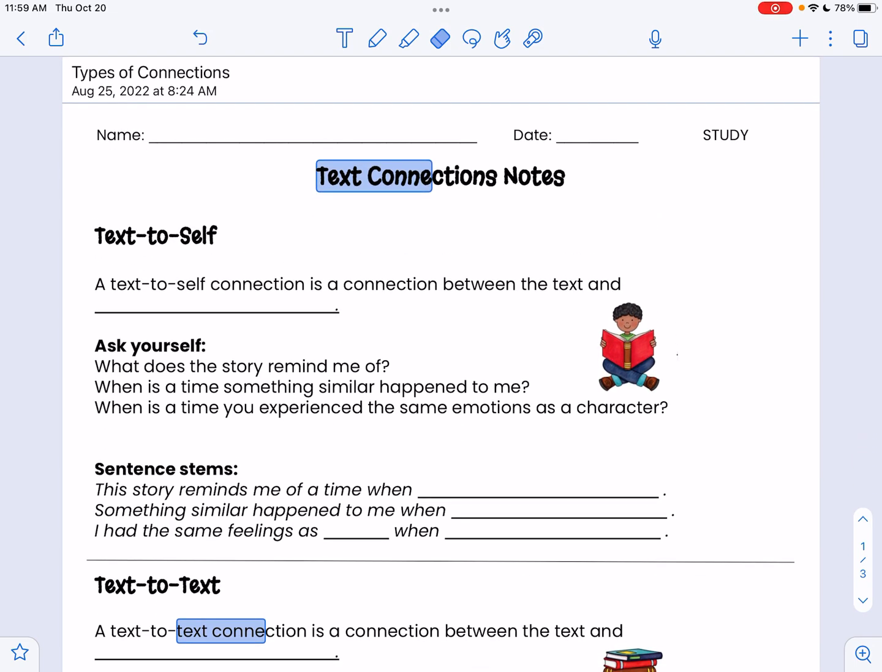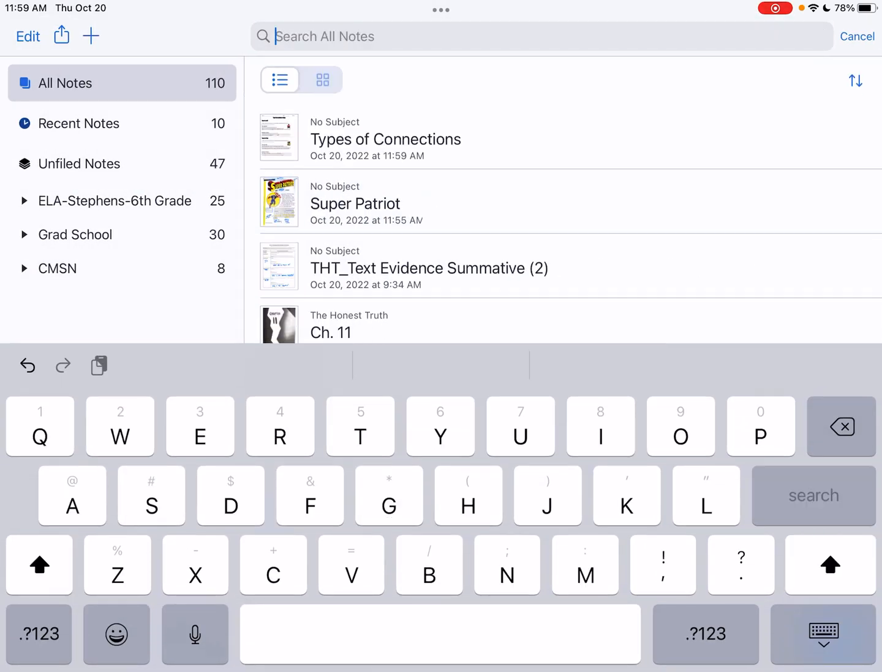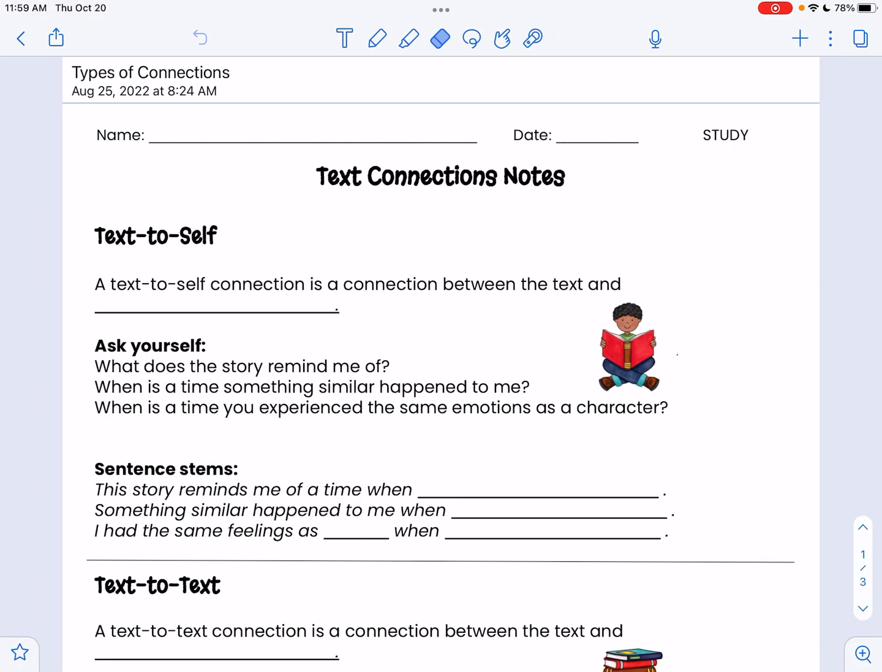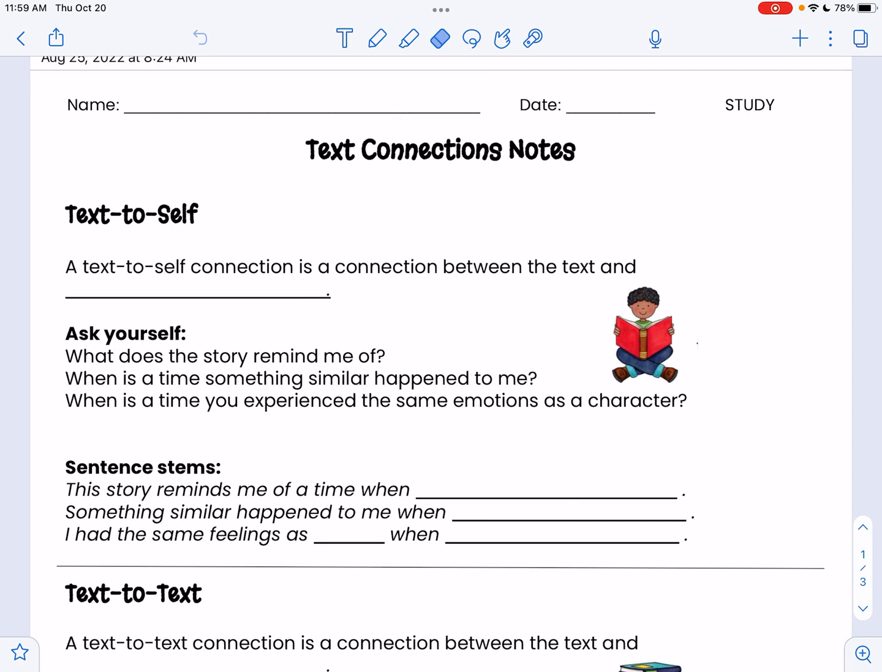Okay, so make sure that you have a copy of this Text Connections notes. Your teacher should have this for you. When we are finished taking these notes, this will go into the study section of your language arts binder. We're going to talk about text connections today.